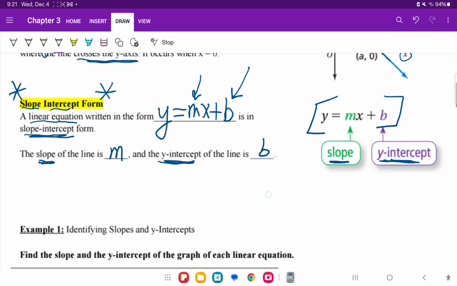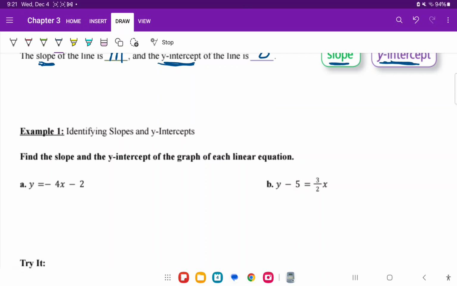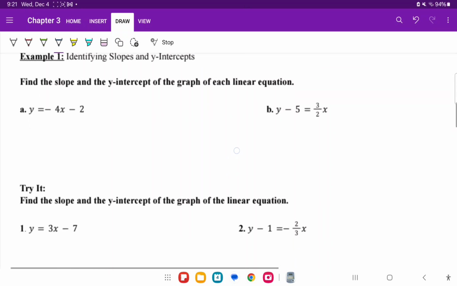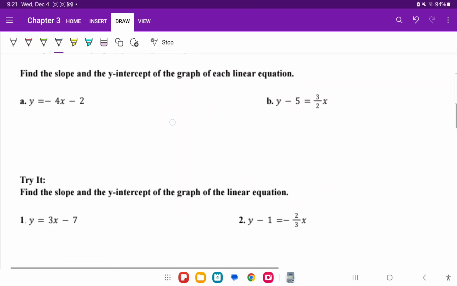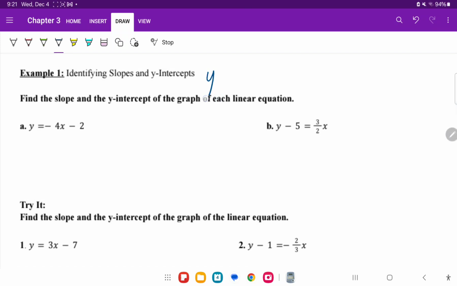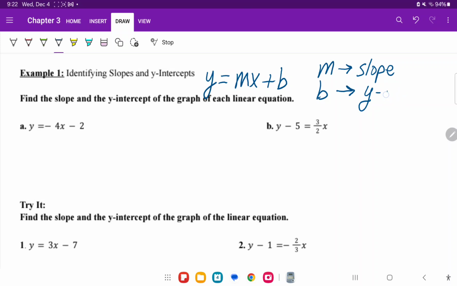Okay, so just a couple of real basic things. Identify the slope and the y-intercept. Remember, we're using this equation, y equals mx plus b. So m is the slope, and b is the y-intercept. That's where it would cross the y-axis.